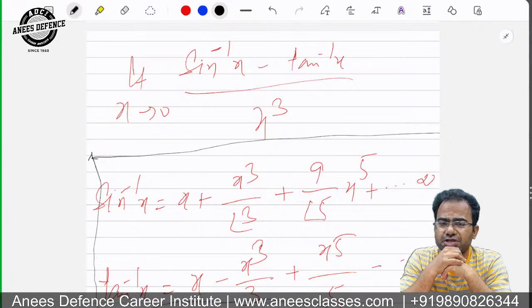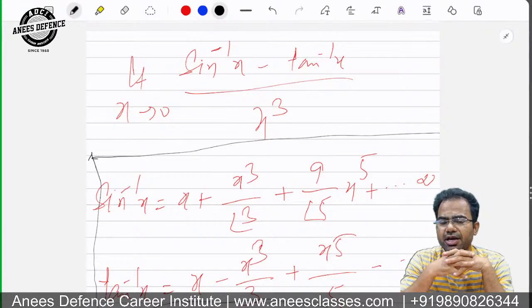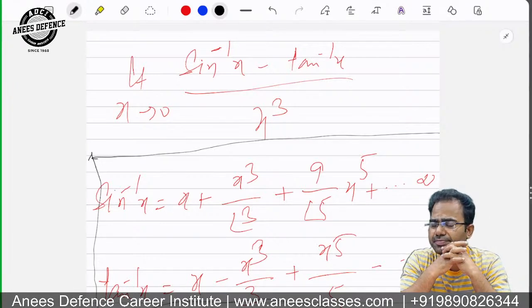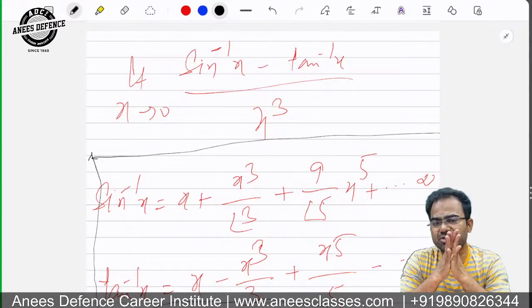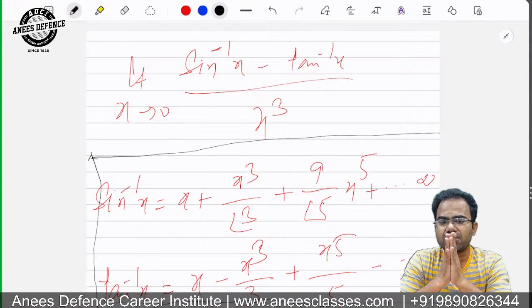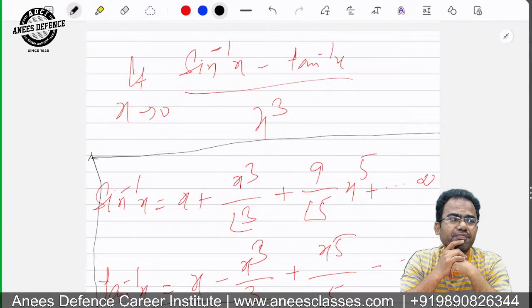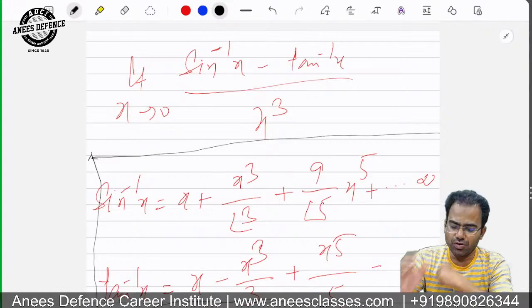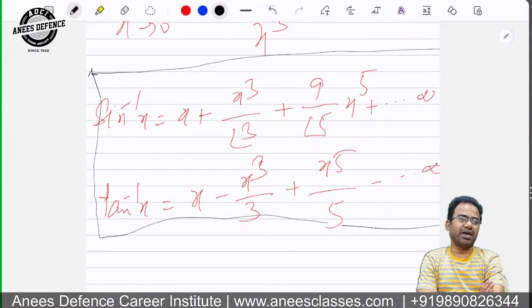If you know the series of sine inverse x and tan inverse x, this question is a one-line question, even for NDA or JEE Main or Advanced. But if you don't know the series, this question will take many steps, at least 8 steps by the plain method. If you use the series, you can solve this question within minutes. You know the series already. I have written it on your blackboard, that means on your page.